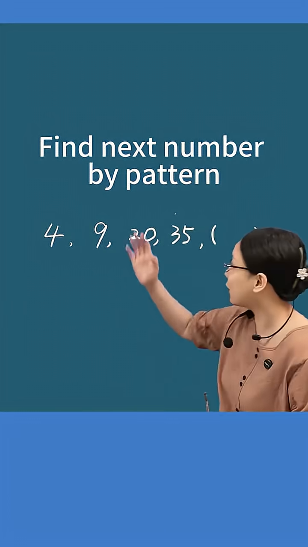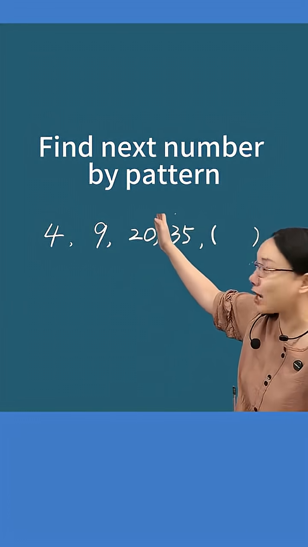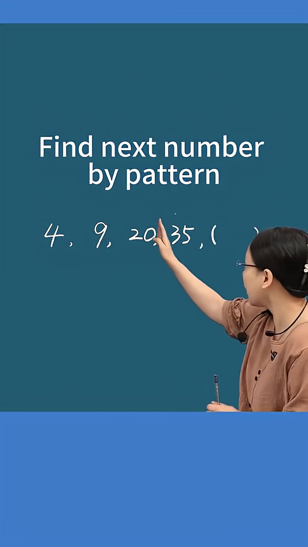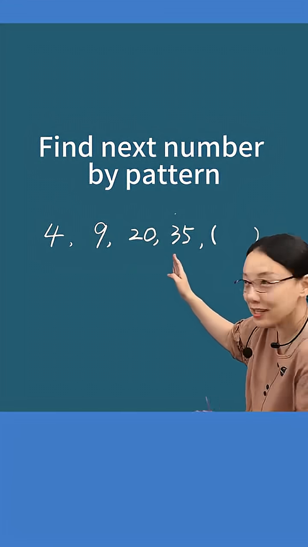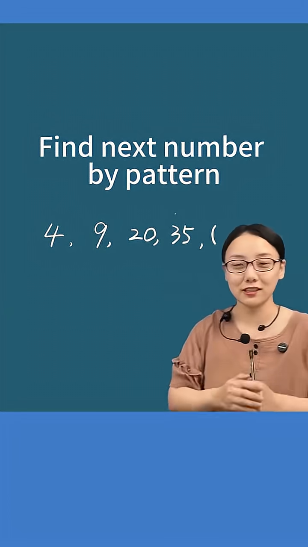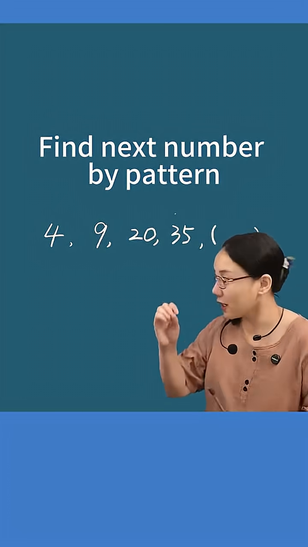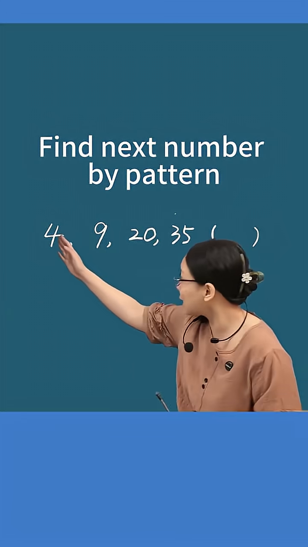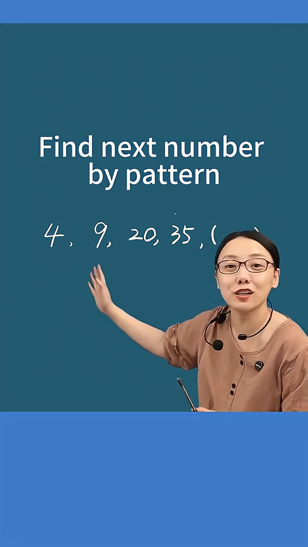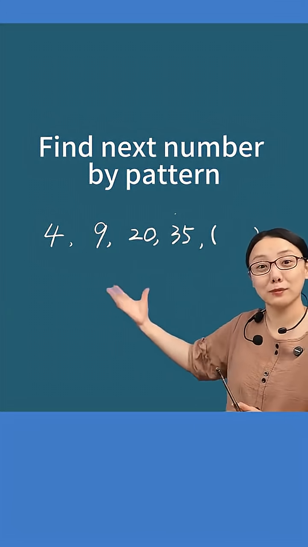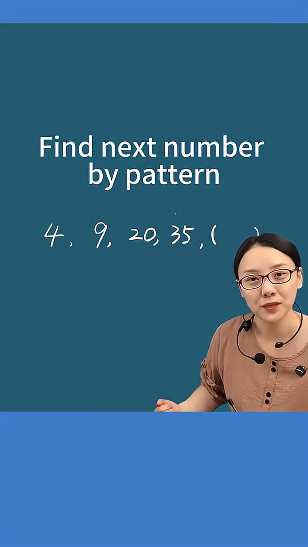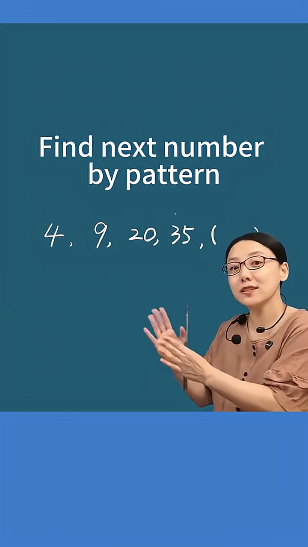This is a pattern recognition question, and it tells us the following. 4, 9, 20, 35, and then we're supposed to fill in the next blank. Actually, when we usually face pattern recognition problems, we must first observe whether the sequence is continuously increasing or decreasing. This one is obviously increasing.